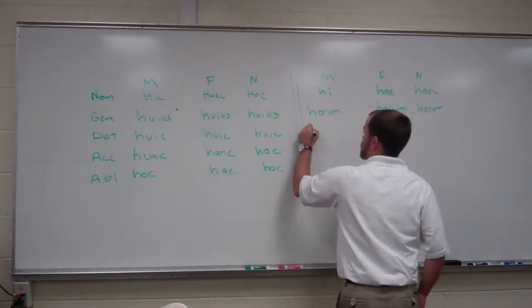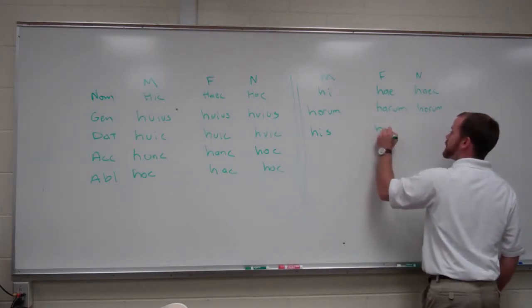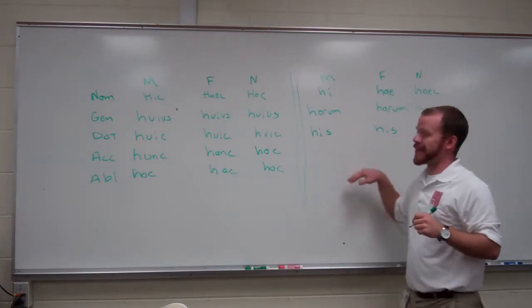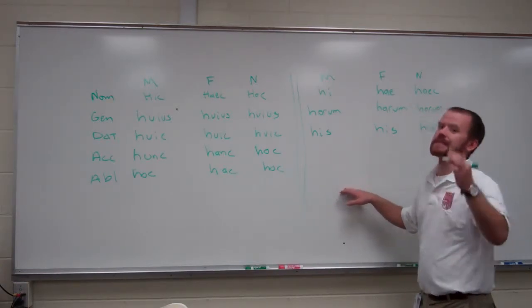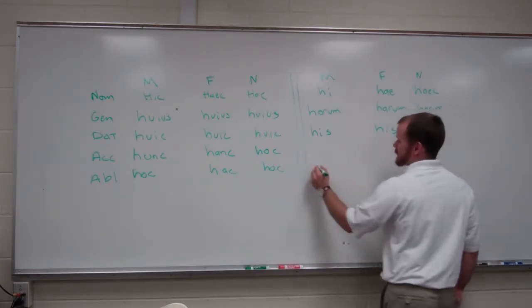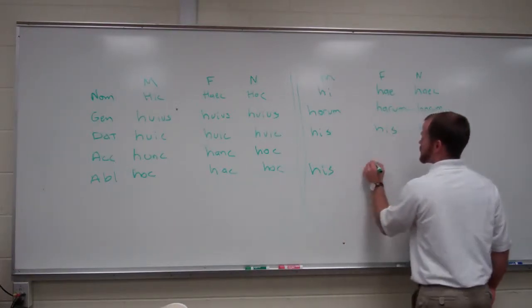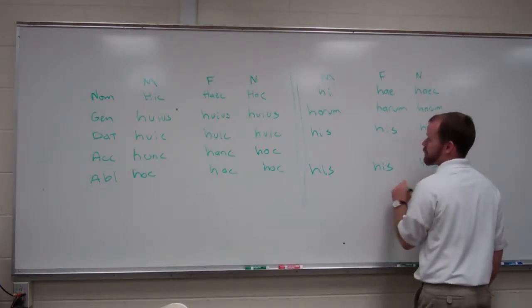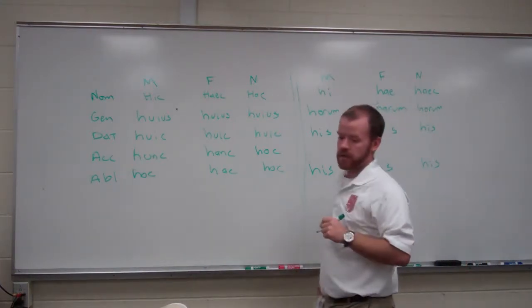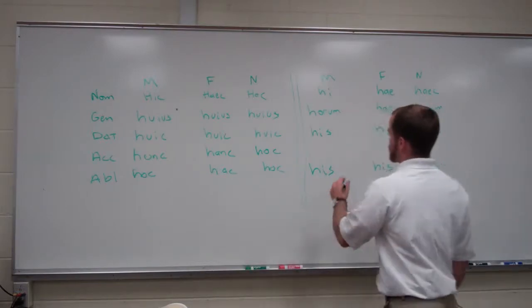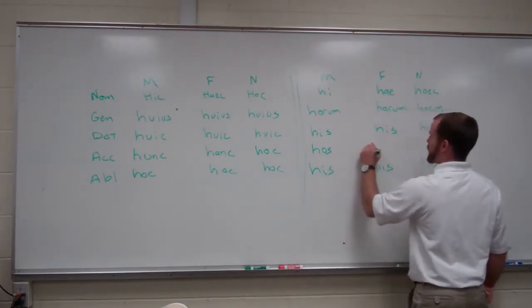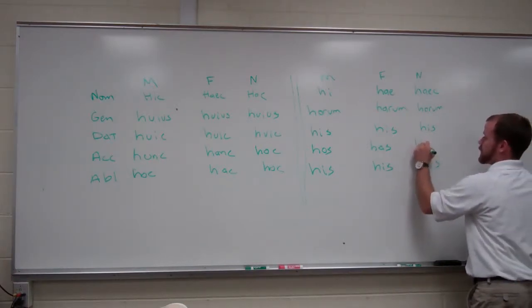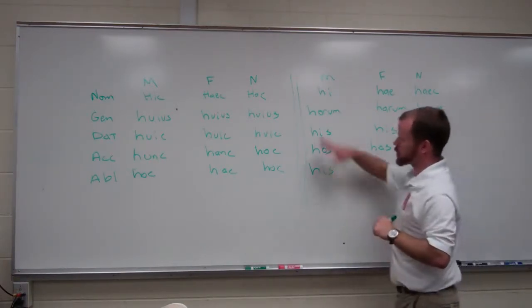Our dative plural, his, his. And what do you guys remember about the dative and the ablative plurals? They both look the same, exactly. So it works the same with this and these. His gets repeated for the ablative. All right? And then we have hos, has, and then neuter again, got to repeat it, haec. So the whole chart looks like this.